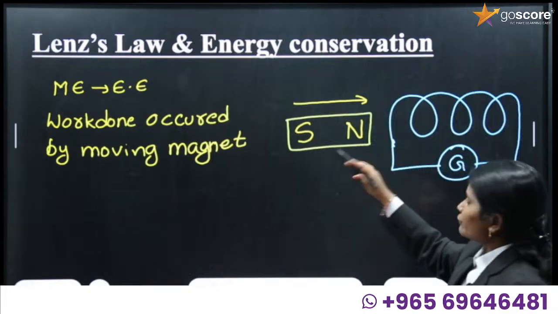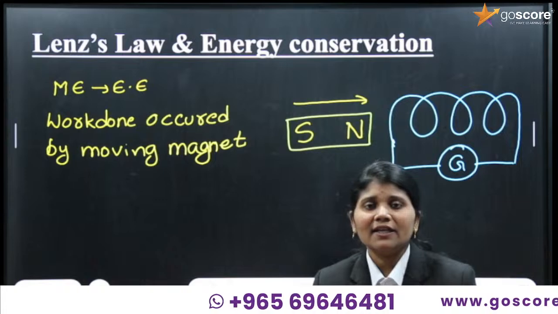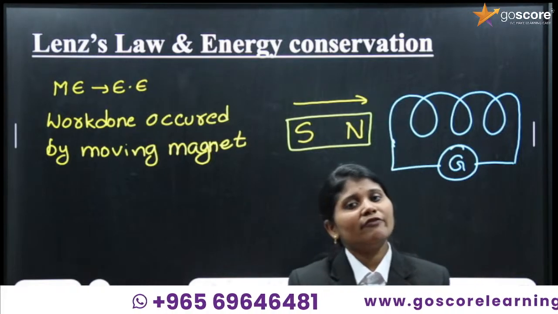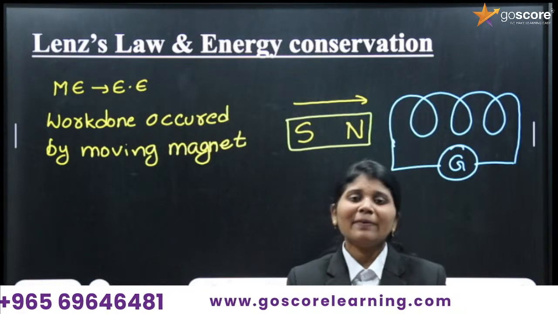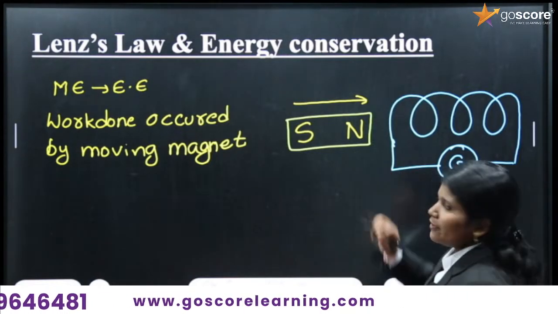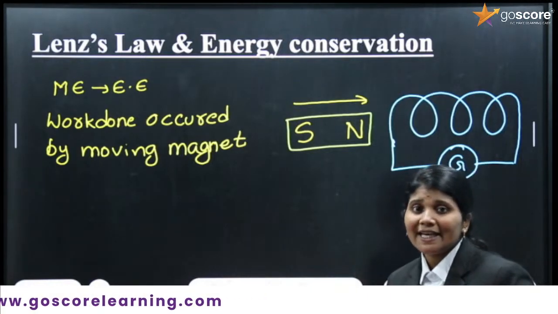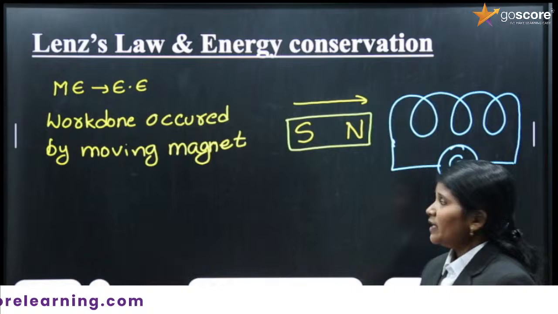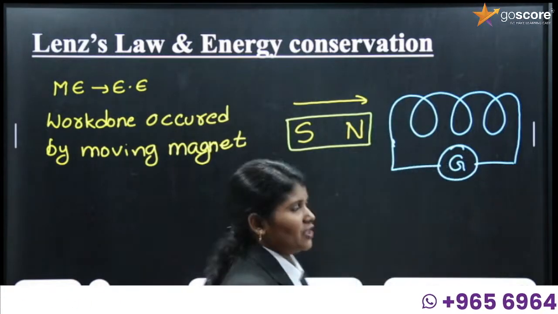Then what is happening? When the magnet moves towards the coil, the magnetic flux is changing. When the magnetic flux changes, EMF will be induced. Change in flux is there, so EMF will be induced, and the direction is the opposing direction. Here EMF is inducing in the opposite direction.